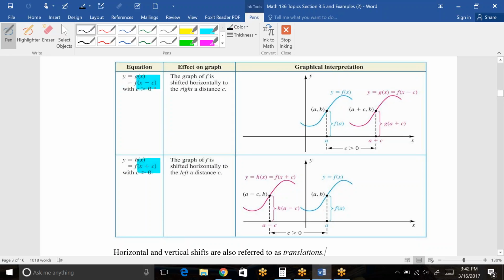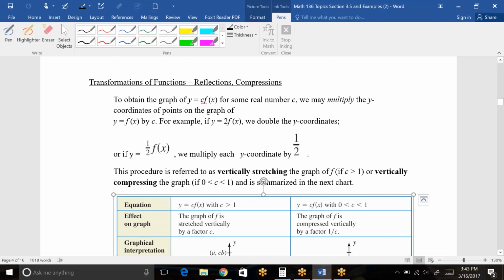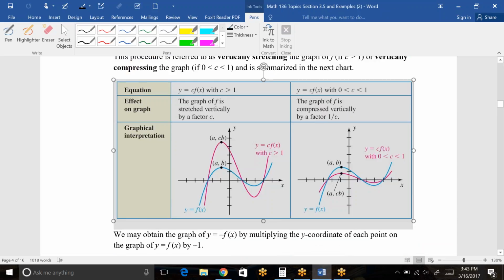And it's always opposite to what you think. So a negative actually moves you to the right if it's inside, and a positive moves you to the left. So notice the blue one went right, the blue one went left. Then we had, what if there's a number out front?